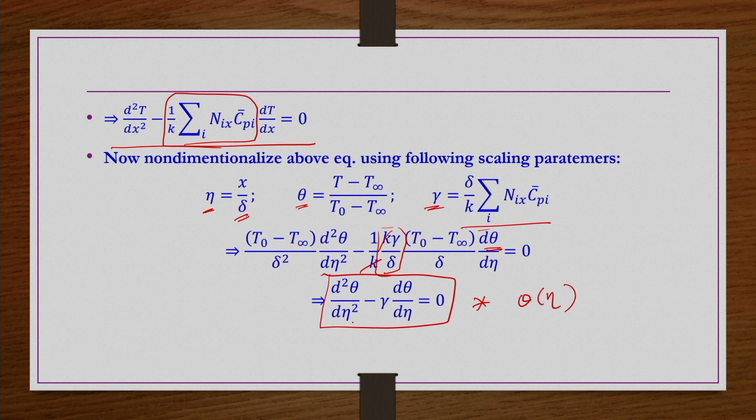So, this equation you have to solve to get θ as a function of η. You need two boundary conditions for θ at different η values. At η equals 0, that means x equals 0, T is equal to T0.